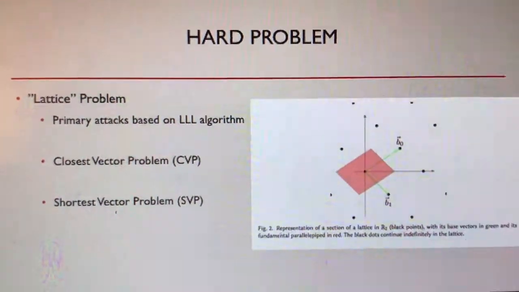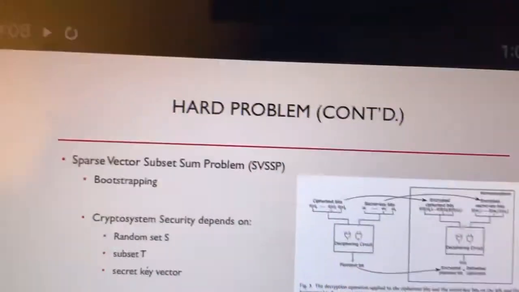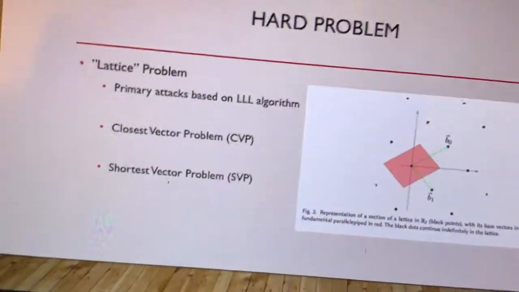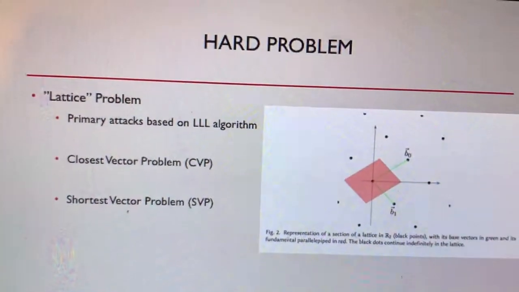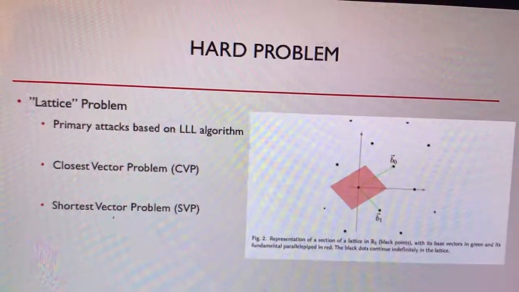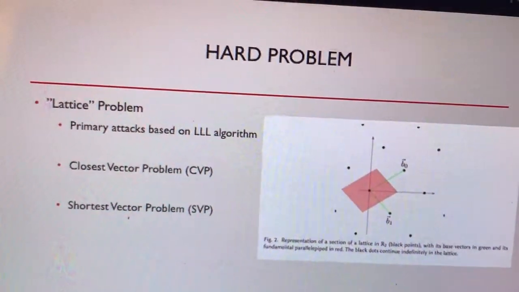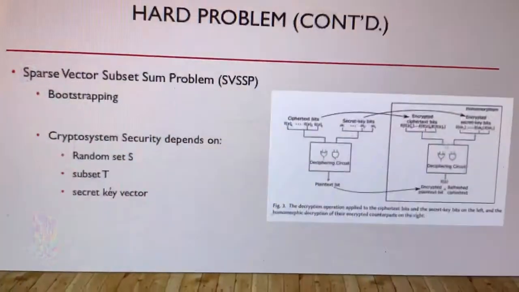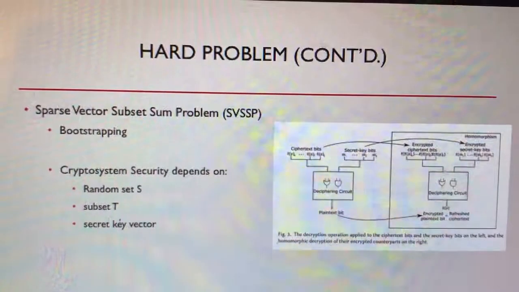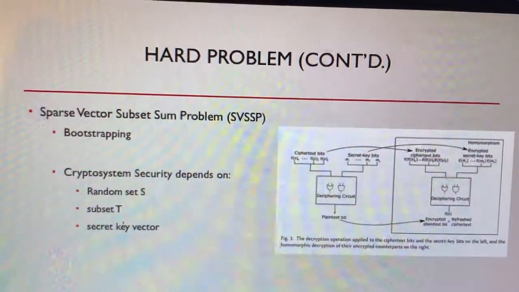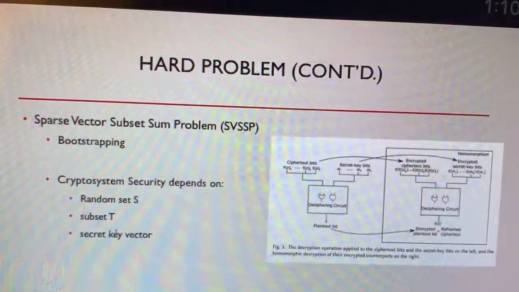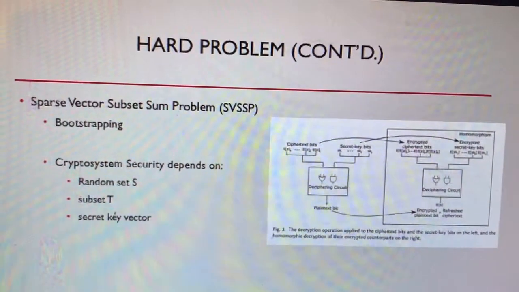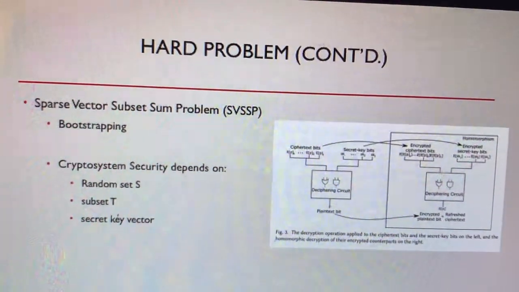The shortest vector problem is similar, where you are looking for the shortest non-zero vector in a particular lattice. To continue, we have the sparse vector subset sum problem, and in order to explain this, we have to explain the concept of bootstrapping.